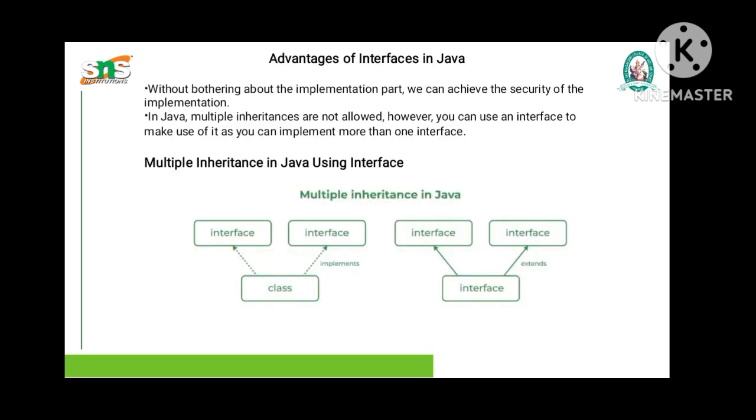Next are the advantages of interfaces in Java. Without bothering about the implementation part, we can achieve the security of the implementation in Java. Multiple inheritance using classes is not allowed. However, you can use an interface to make use of it, as you can implement more than one interface. Next, multiple inheritance is achieved in Java using an interface. Multiple inheritance is an object-oriented programming concept that cannot be implemented in Java using classes, but we can achieve multiple inheritance in Java using an interface.